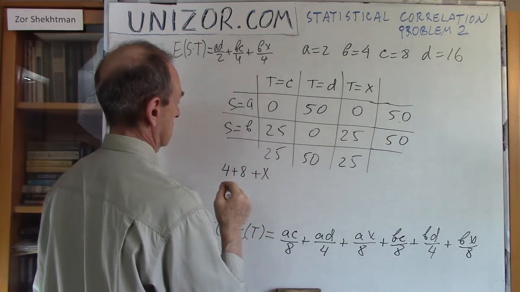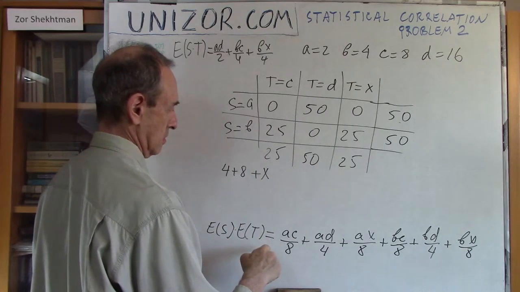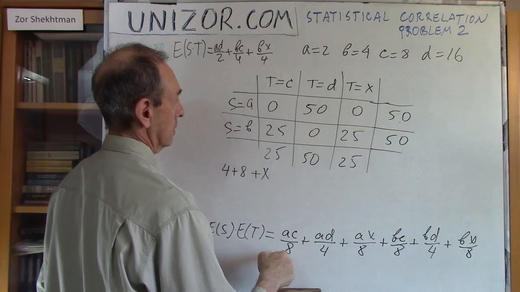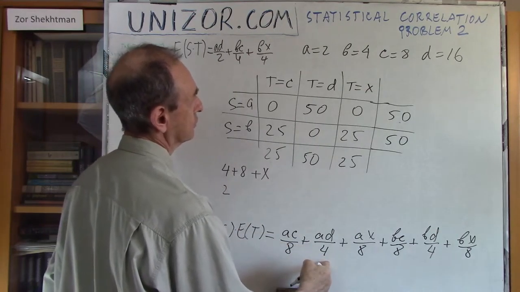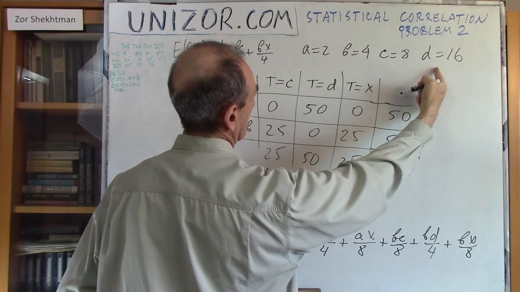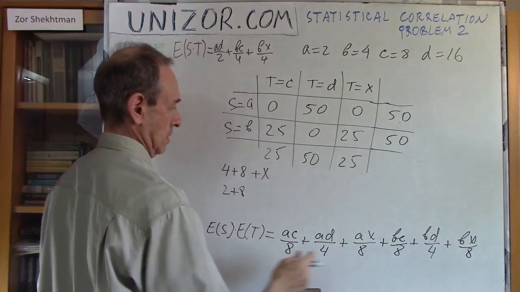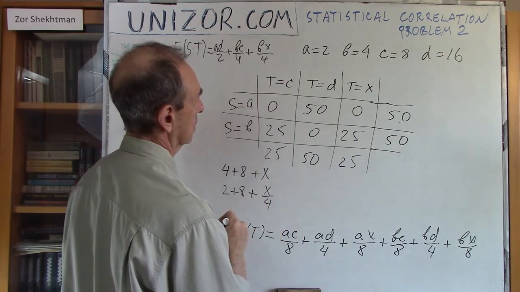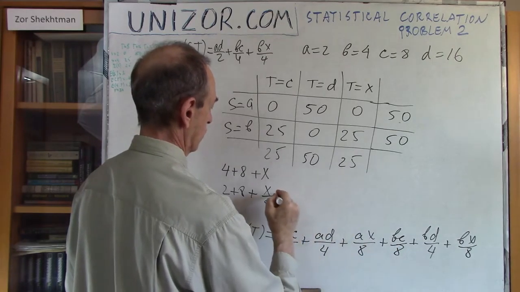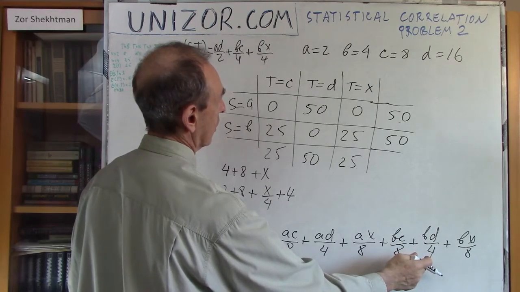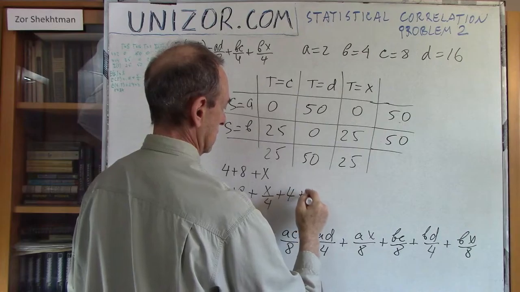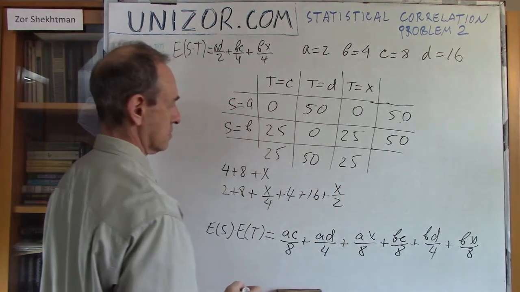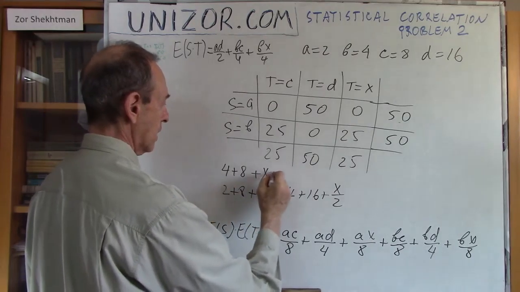Now, how about this expression? AC over 8. It's 2. AD over 4. That's 8. AX over 8, it's X divided by 4. BC divided by 8 is 4. BD divided by 4 is 16. And BX divided by 8, it's X over 2. Something like this, right? And they are equal to each other.